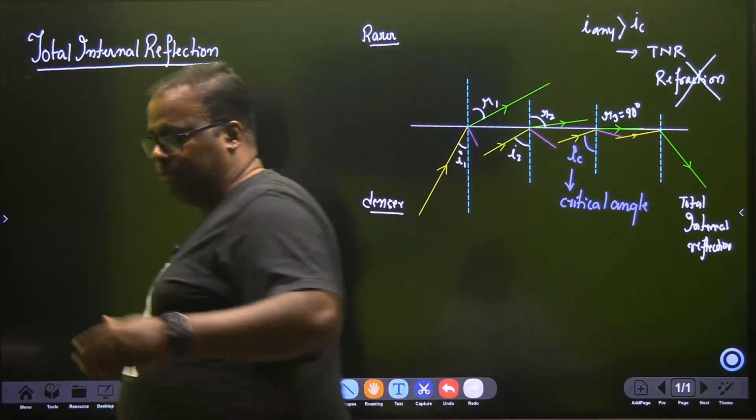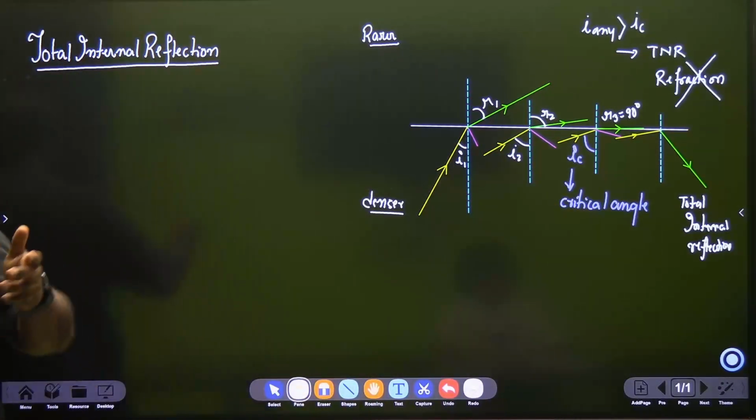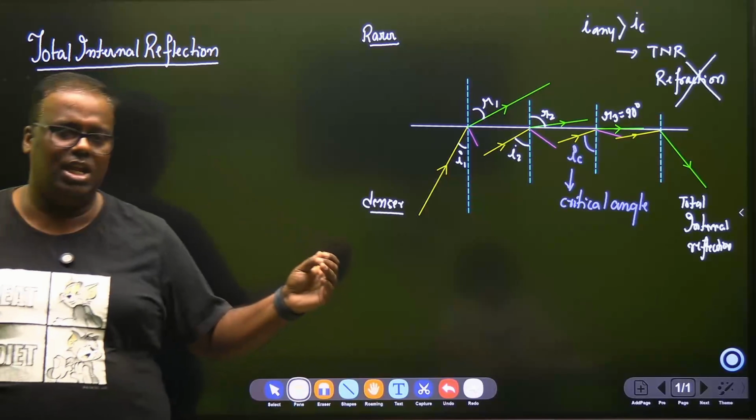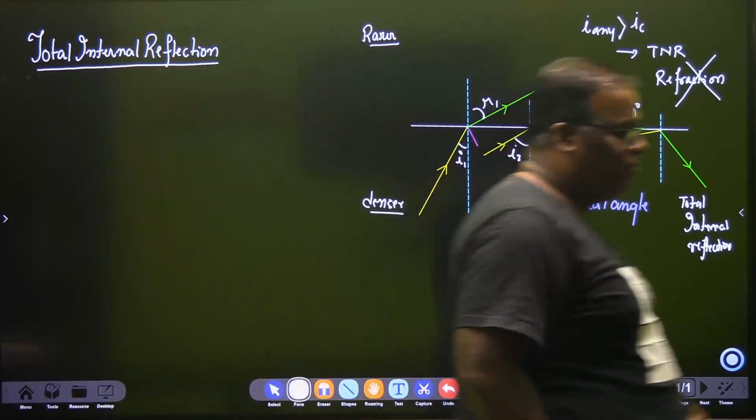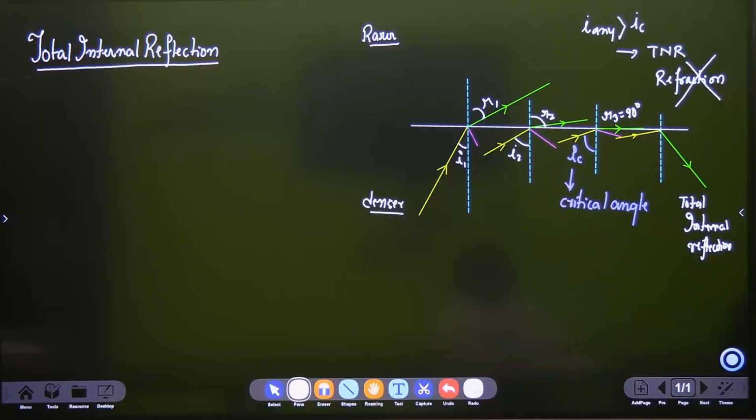Refraction as a phenomenon will not happen at all. Understood? Up to the critical angle, you will see reflection and refraction happening. At the critical angle, the angle of refraction will become 90 degrees, and beyond the critical angle, there won't be any refracted ray at all. There won't be any refraction. Everything will be total internal reflection.